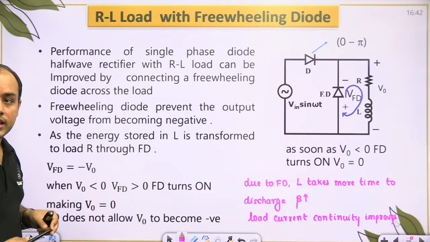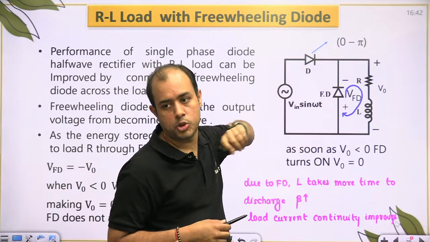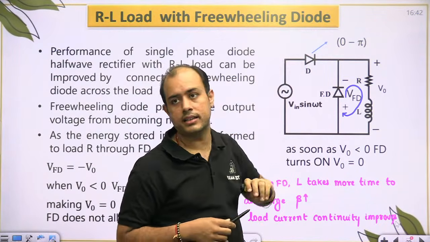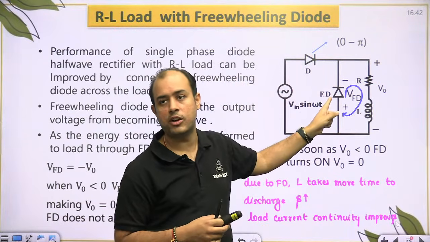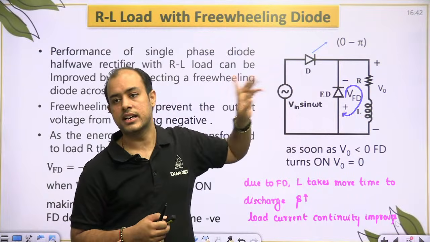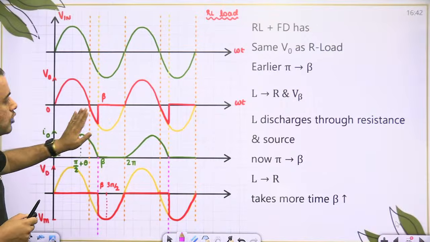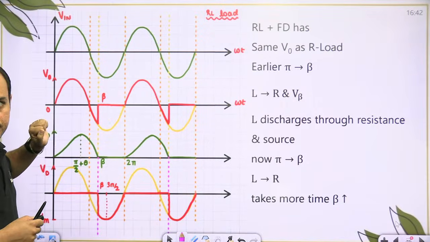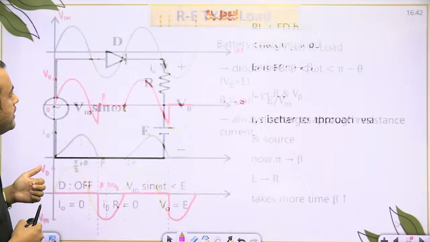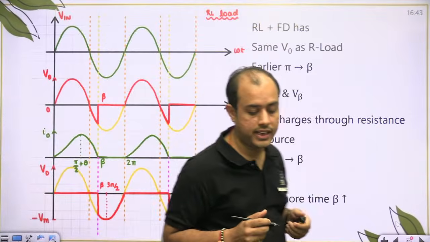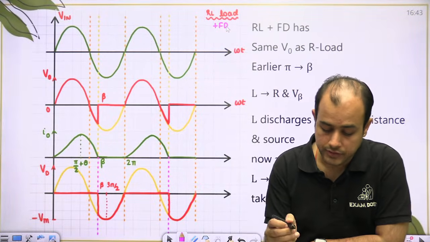Okay, so now beta, this diode will conduct only up to pi. ये डायोड सिर्फ पाई तक कंडक्ट करेगा. After pi, when V naught is negative, the freewheeling diode will conduct and current will circulate in the loop. So if you see, this was the case for an RL load. But what will happen when you have RL plus freewheeling diode?